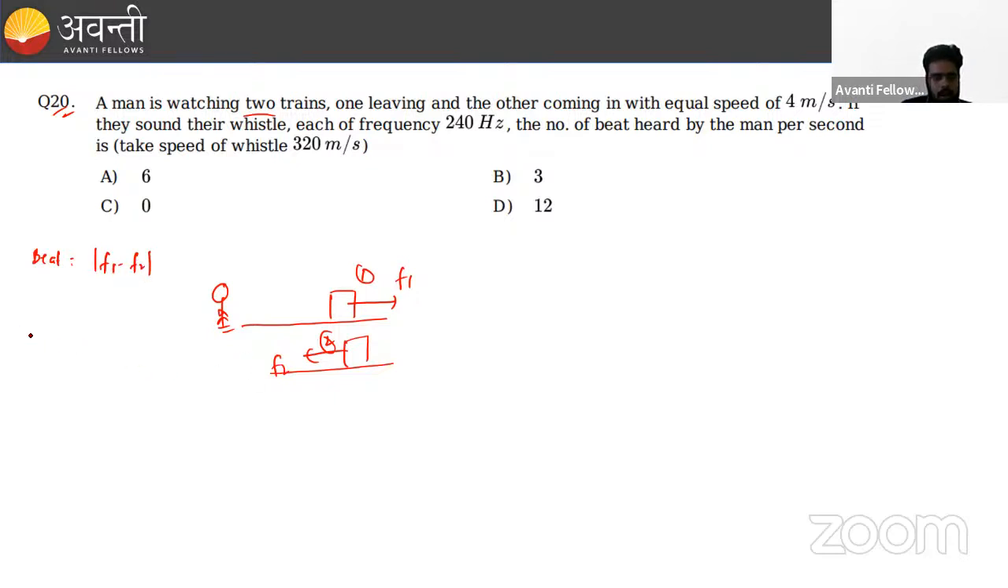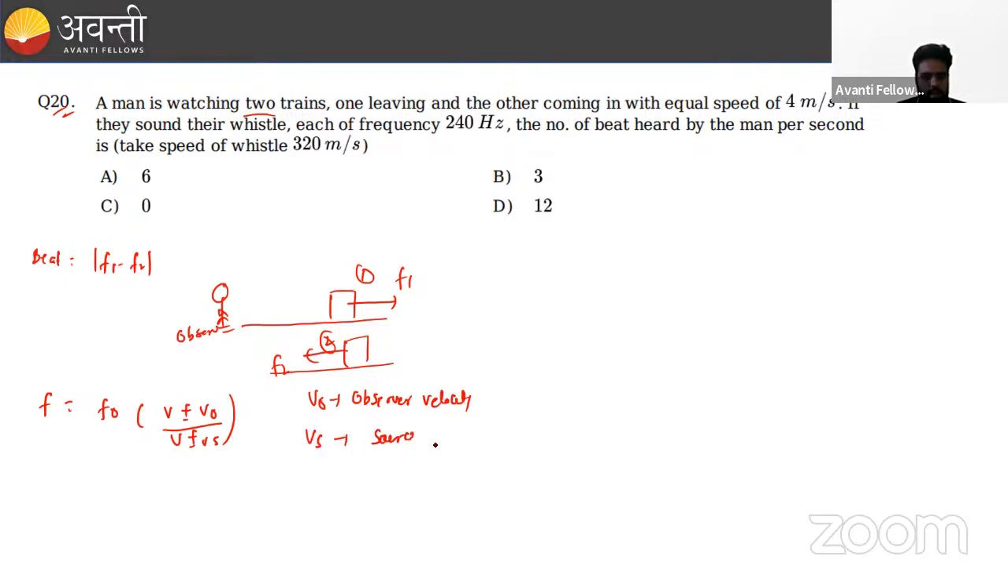And we know the observed frequency by the observer can be written as the original frequency of the source, F naught, times (V plus or minus VO) upon (V plus or minus VS). What is VO? That is the observer velocity. What is VS? That is the source velocity, and V is the velocity of sound.